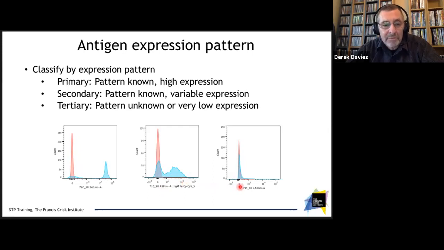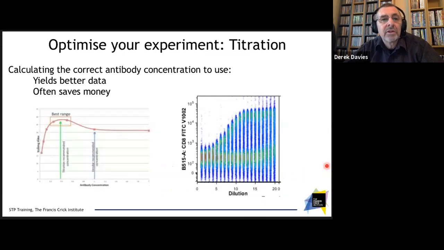I'm sure you've all seen expression patterns like this as well, where we get a shoulder or maybe a small number of weakly positive cells. Again, in that situation, I want to use a very bright fluorochrome to give myself the maximum chance of being able to see that. If we're dealing with antibody staining, another thing we might want to think about is titration.